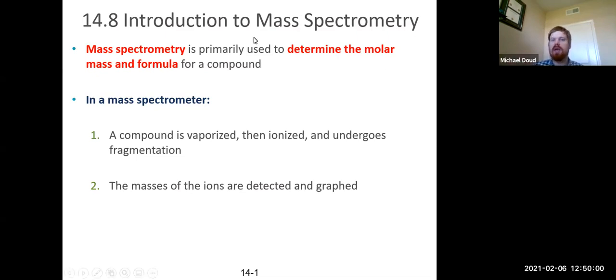We're going to start by talking about mass spectrometry, because in the combined spectroscopy exercises, it's the first thing that you analyze. The reason is that if you analyze the mass spectrum properly, you can determine the molar mass and the chemical formula for a compound. So basically, you use mass spectrometry to determine the molar mass. The molar mass is going to tell you what the formula is.